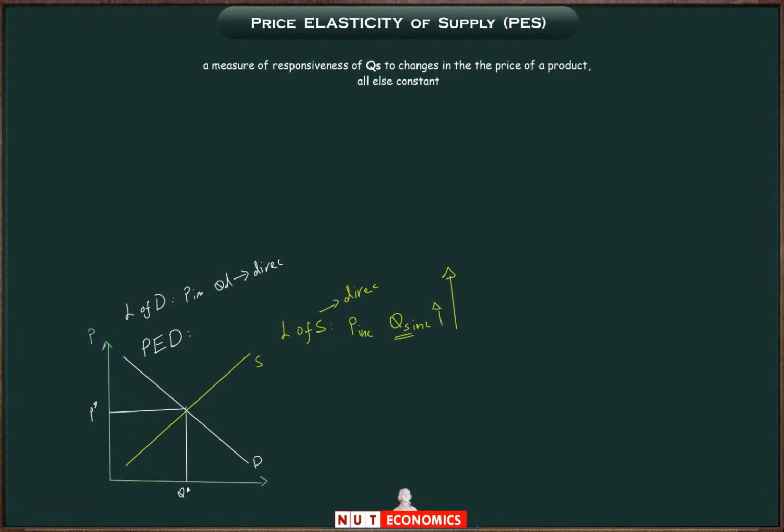The story is very similar to what you learned in PED. Just remember, we are talking about the producers, and the price elasticity of supply. So instead of comparing the quantity demanded with changes in price, as we did for price elasticity of demand, for price elasticity of supply we are going to compare the percentage change in quantity supplied with the percentage change in the price of a product.